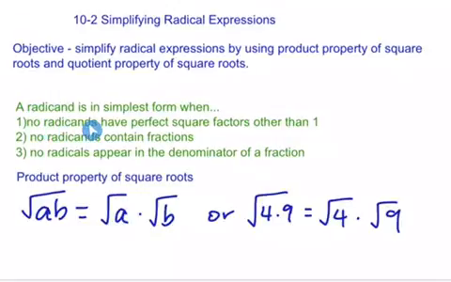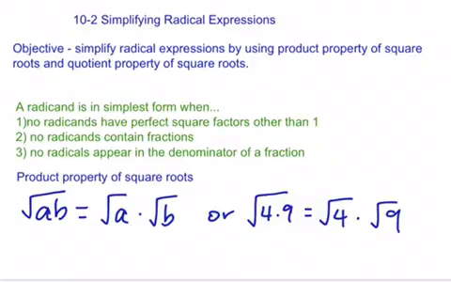Radicand, as we've talked about in the past, is the number that's underneath the radical sign. A radicand is in simplest form when no radicands have perfect square factors other than 1, no radicands contain fractions, and no radicals appear in the denominator of a fraction. In this particular lesson, we're specifically going to focus on number 1. Numbers 2 and 3 will be in the next lesson.